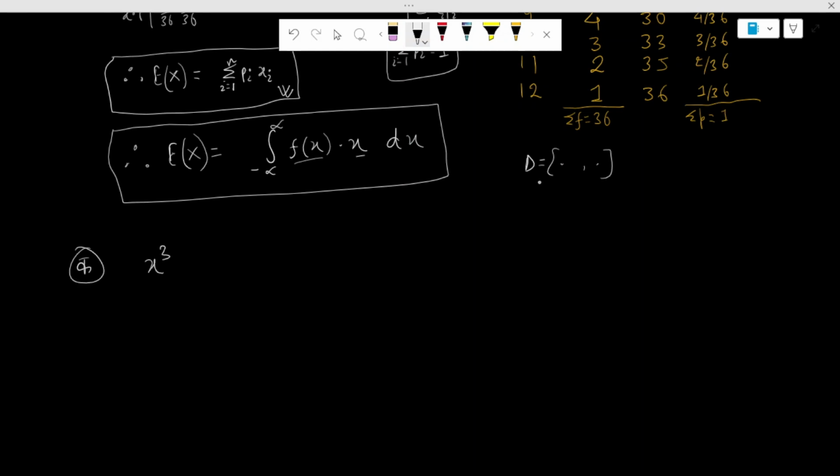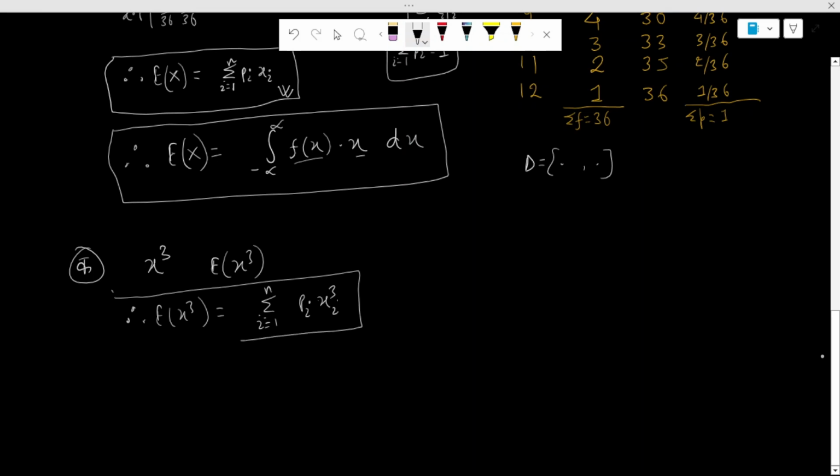If we take the cube of the random variable x, how do we calculate the expectation of x cube? It is very simple. In this case, expectation of x cube is given by the summation. We follow the same principle. We take the product of the probability and the cube of that particular observation, and we take the sum of this from i equals 1 to n. And this gives us the expectation of x cube, where x is our random variable. So this is the case of discrete random variable.